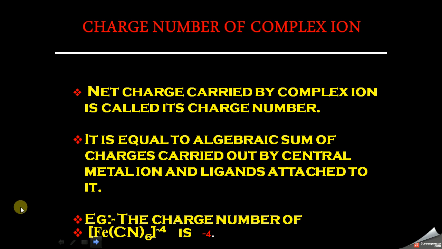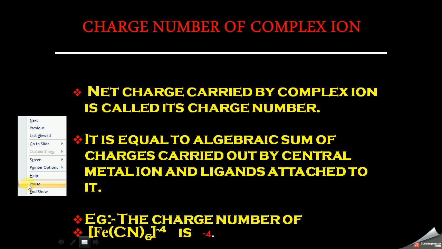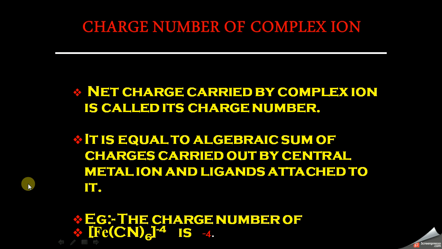So, the charge number of a complex ion. The net charge carried by a complex ion is called its charge number. It is equal to the algebraic sum of the charges carried by the central metal ion and the ligands attached to it.